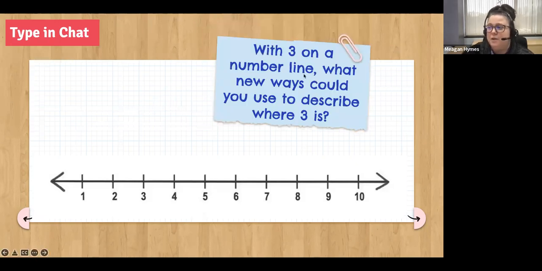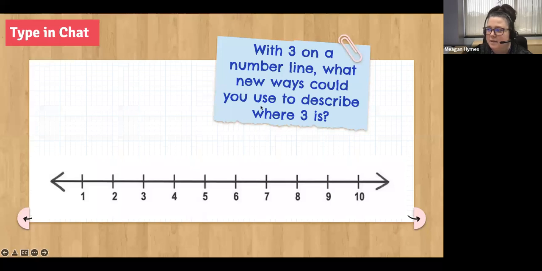Now here with 3 on a number line, what new ways could you use to describe where 3 is? So now we're moving from just this picture of chairs and we're introducing the number line. Or maybe if you have students who've already seen the number line, you're starting to talk about, how do we talk about a number line? How do I look at a number line? What does it mean?